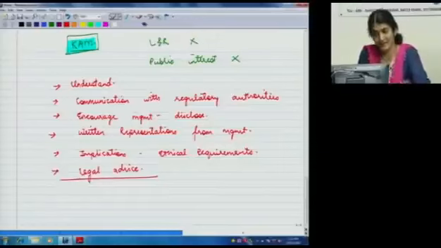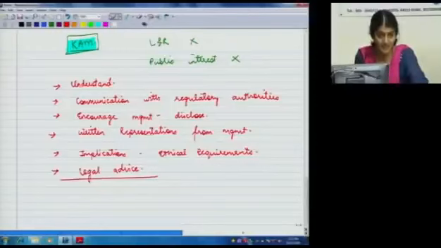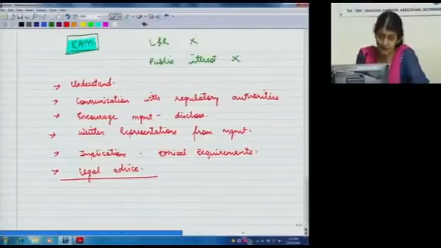First, understand the matter. Then check the communication with the regulatory authorities regarding that matter. Then encourage the management to make the disclosures. They might be scared. Like right now, people are scared to deposit money into the bank account because they know income tax scrutiny will start. So encourage the management; someday you will have to face the problem. Then obtain the written representations from the management. Check implications on the ethical requirements, and take legal advice.